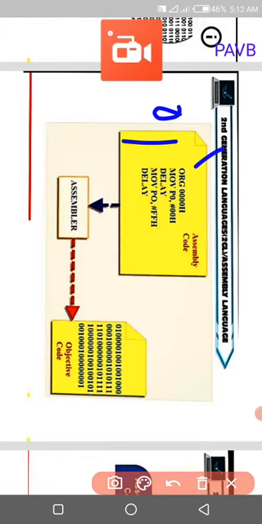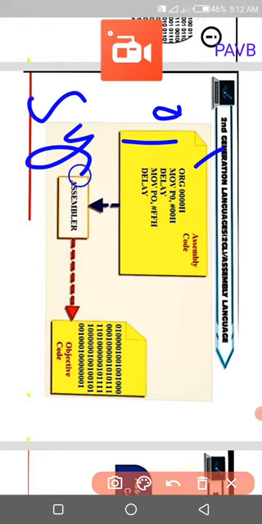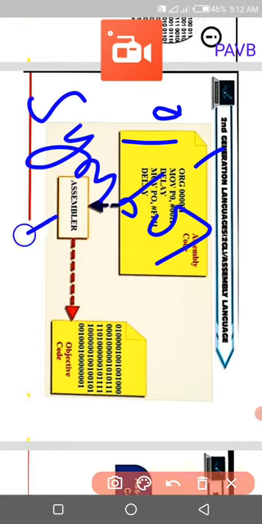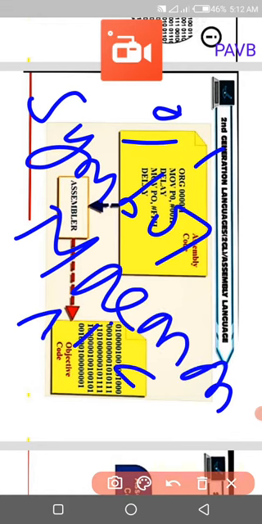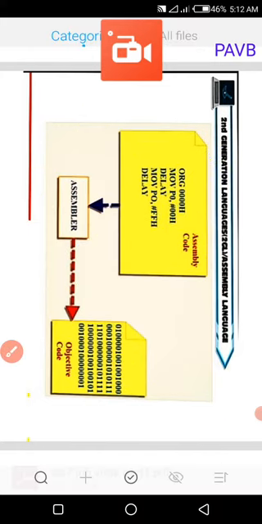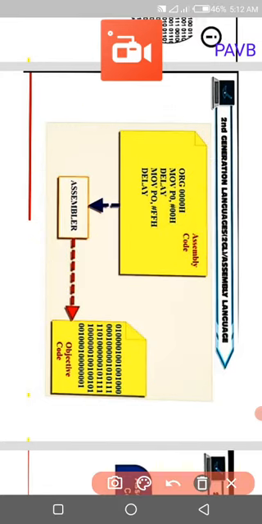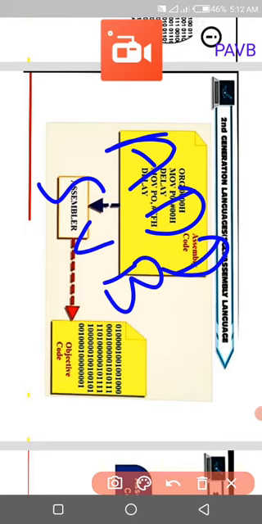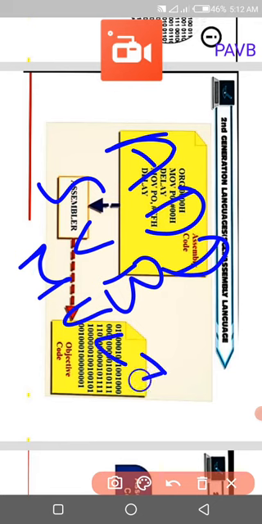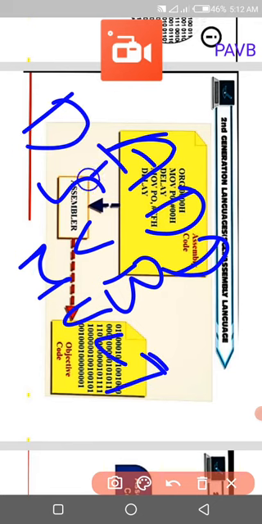0 and 1 instead of symbols, they used mnemonic code. Mnemonic code. For addition, add. Subtraction, sub. Multiplication, mult. Division, div. Like this, mnemonic keywords. This language uses mnemonic codes as symbols instead of 0 and 1.